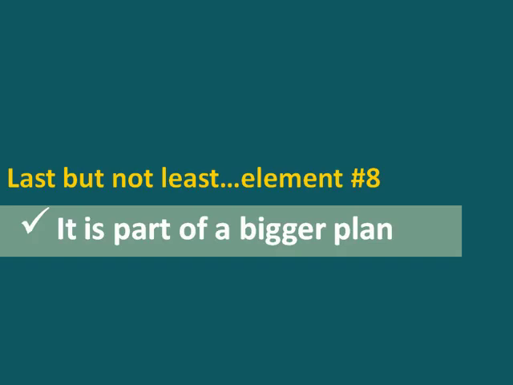And that brings us to last but not least, element number 8. The policy should be part of a bigger plan. Let's take a look at and think about for a moment the tobacco control movement writ large in the United States. I think we would all agree again that it's been quite successful. There's work to be done, but tobacco control has been a successful public health movement in the United States over several decades. But what has been the reason for that success?